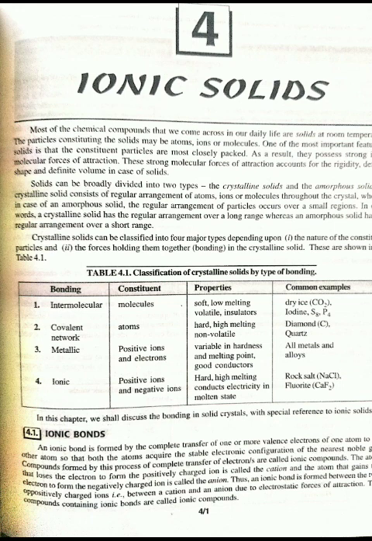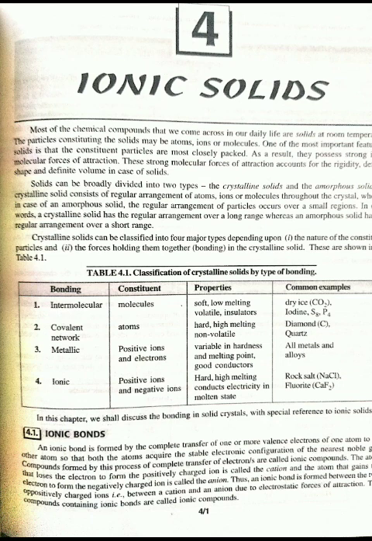Third, metallic bonding. Constituent: positive ions and electrons. Properties: variable in hardness and melting point, good conductors. Common examples: all metals and alloys. Fourth, ionic bonding. Constituent: positive ions and negative ions. Properties: hard, high melting, conducts electricity in molten state. Common examples: rock salt, NaCl, fluorite, CaF2. In this chapter, we shall discuss the bonding in solid crystals with special reference to ionic solids.